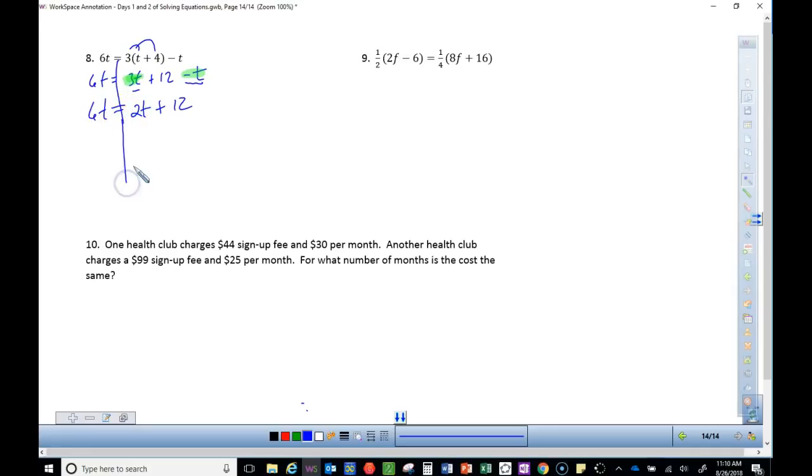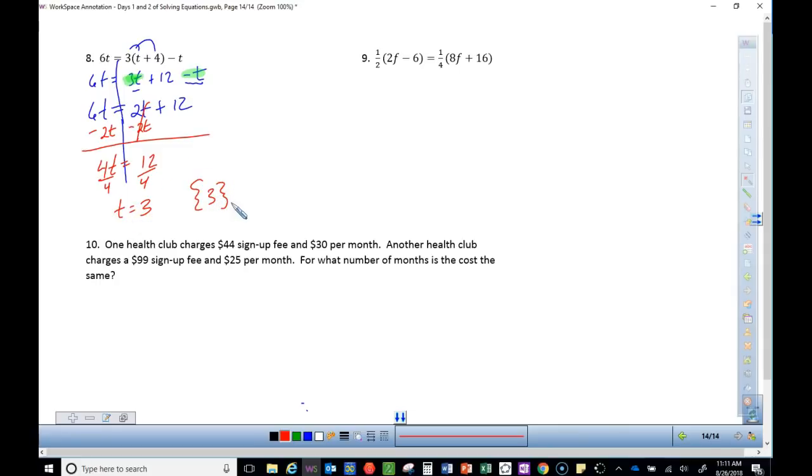Now we're on step 3, get variables on one side. So now we have to move either the 2t or the 6t. I'm going to move the 2t. But if we're moving it to a different side, we have to use inverse operations. So minus 2t makes it go away. So 6 minus 2 will give us 4t, and that equals 12, and then we have to divide, so t equals 3.